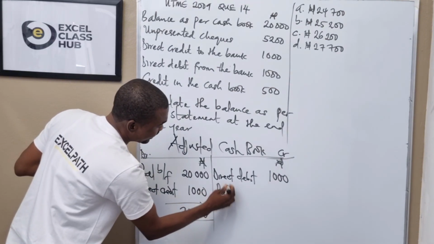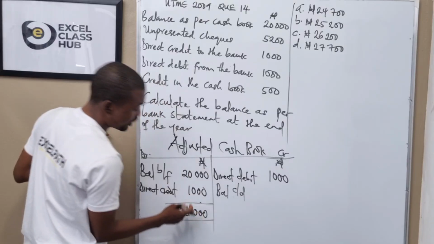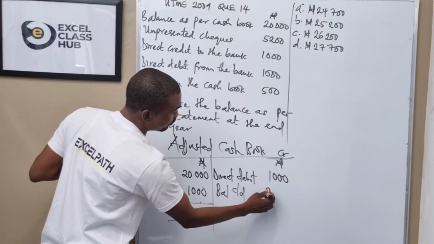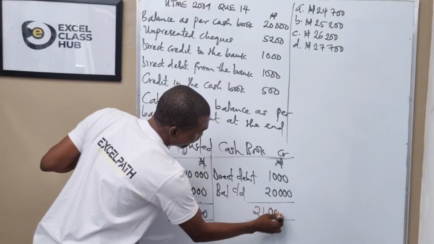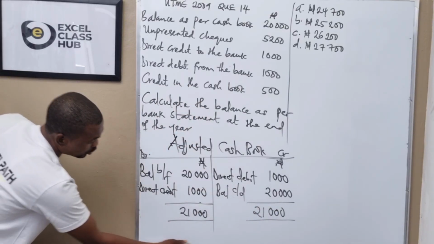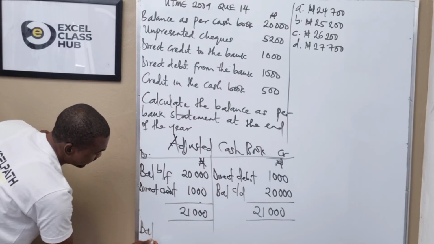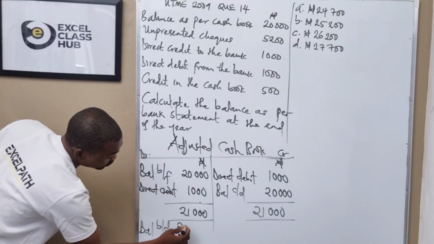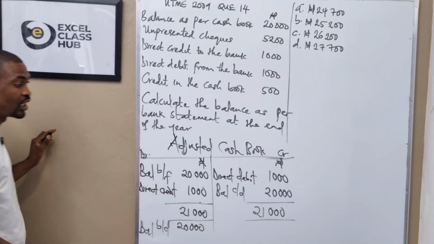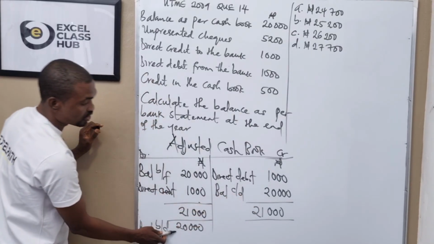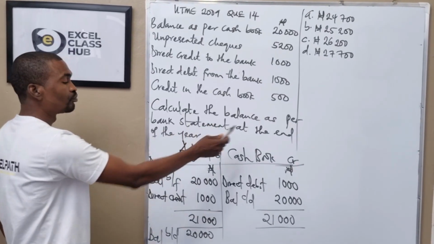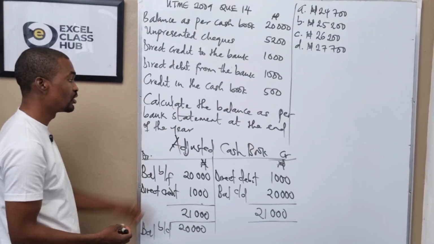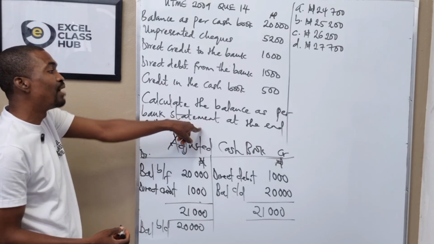So we have a balance carried down. 21,000 minus 1,000 will give us 20,000. So the total is 21,000. So you come here, you have your balance brought down, which is 20,000. Take note, your balance carried down is what is brought down. So what's the next thing you do? We can now prepare the bank reconciliation statement to get our balance as per bank statement.